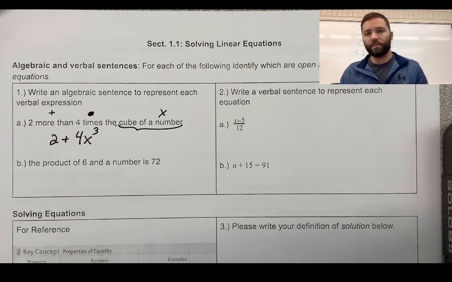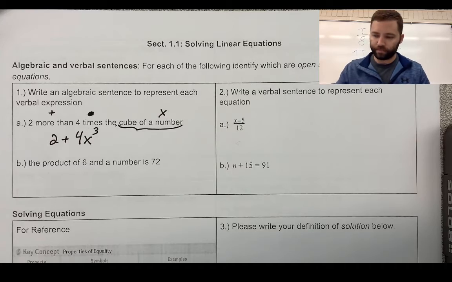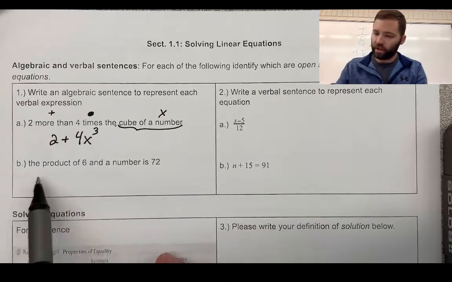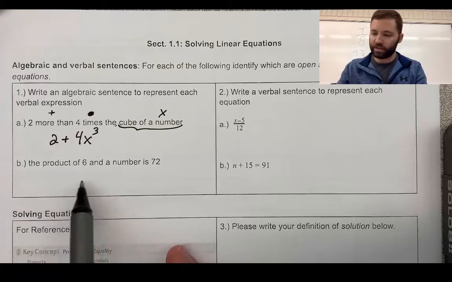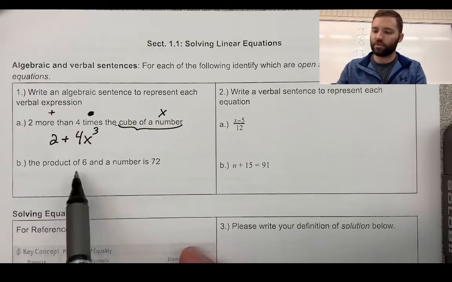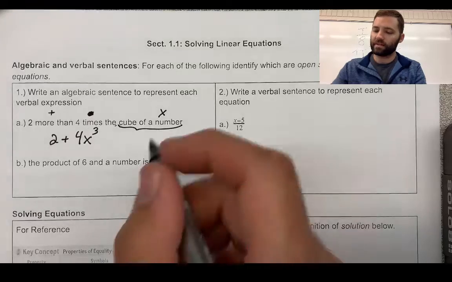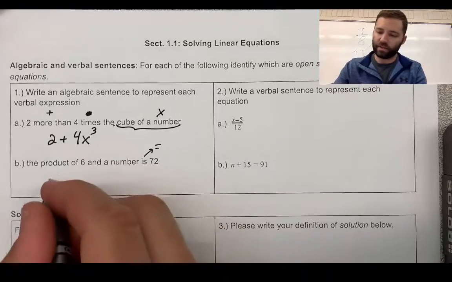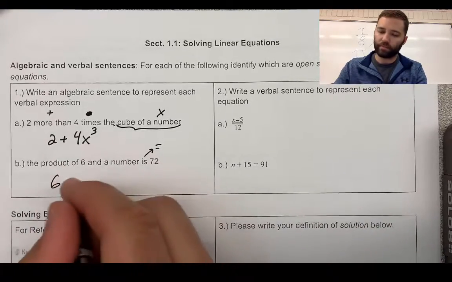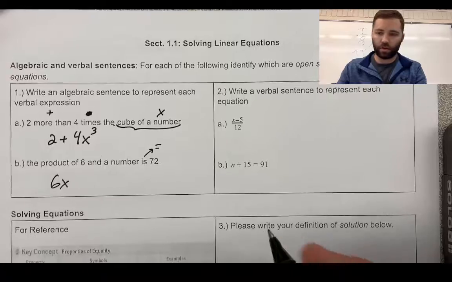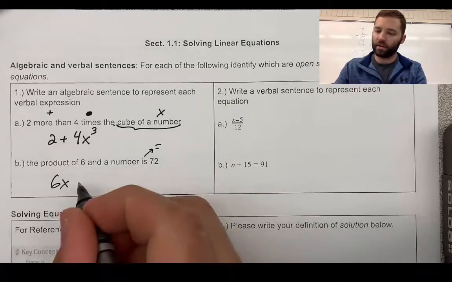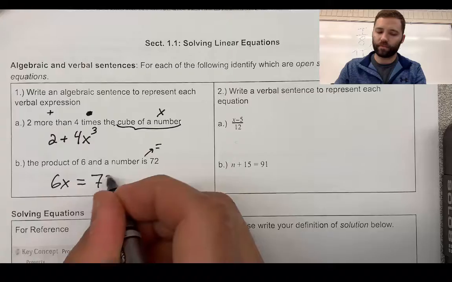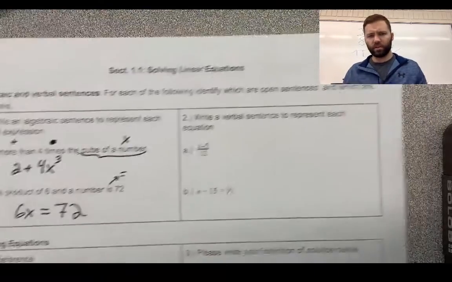All right, you should try B on your own, see how you do. Play the video, pause the video, try B, play the video, and see how it goes. Hopefully you paused and tried it. Now in this one we have the product of 6 and a number is 72. So the product of 6 and a number is, this is implying an equal sign. Product implies multiplication. So we have 6 times a number, so we'll call it x, or you could use n or something like that, is equal to 72. Okay.